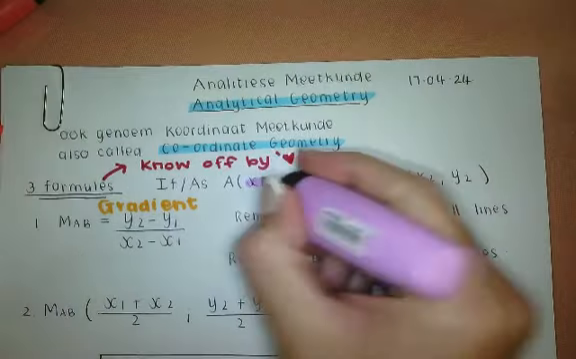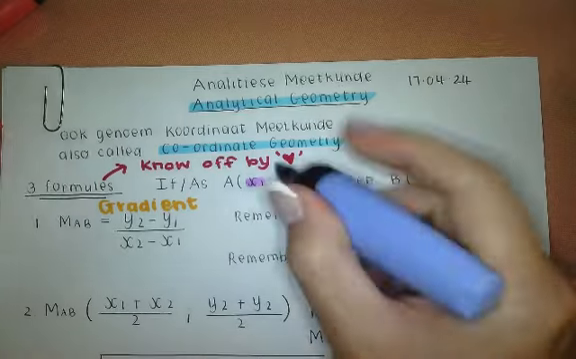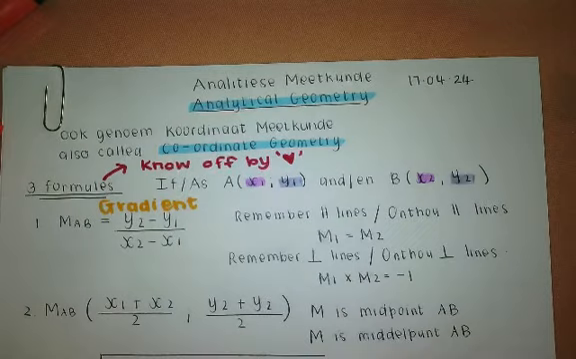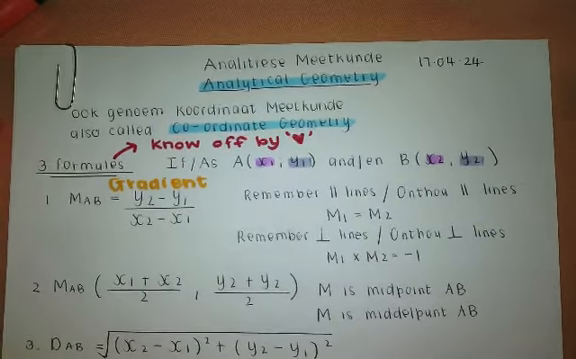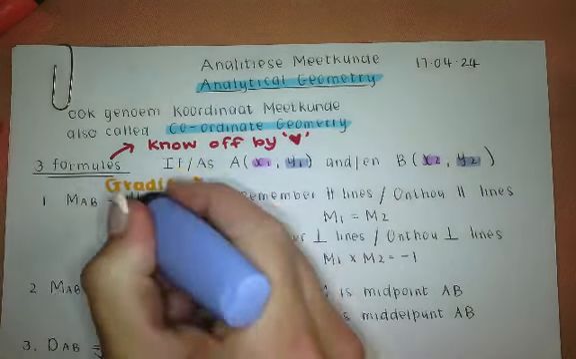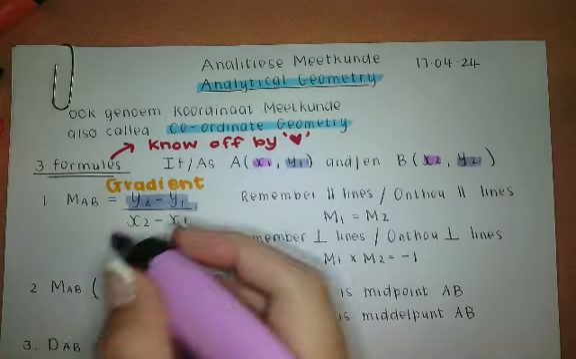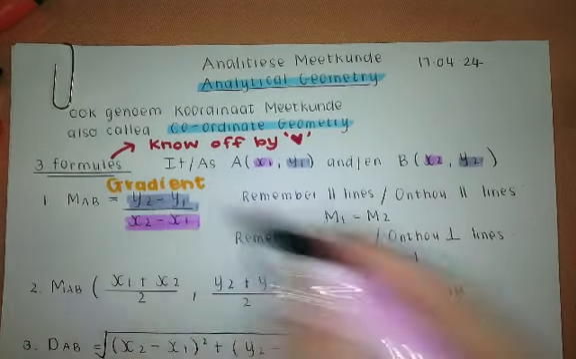So we've got x1 and x2. I'll highlight that in one color so I know they go in the right place. And I've got y1 and y2. With gradients, the gradient of line AB is going to be y2 minus y1 over x2 minus x1. We know that my y values go at the top, and my x values go at the bottom.